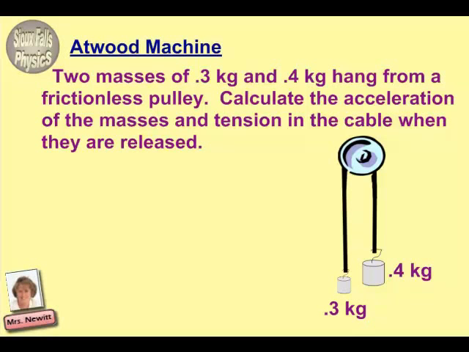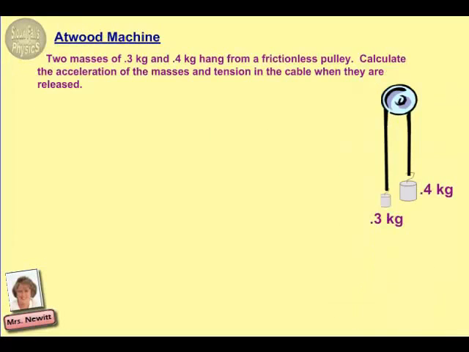Hey everyone, here's your Sioux Falls physics teachers, and today we're looking at an example of an Atwood machine. We have here a pretty simple Atwood machine, just two masses hanging directly downwards from one of those famous frictionless pulleys, and we need to calculate the acceleration and the tension in the cable when they are released.